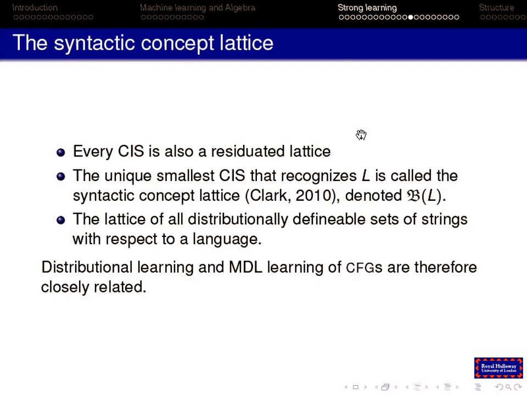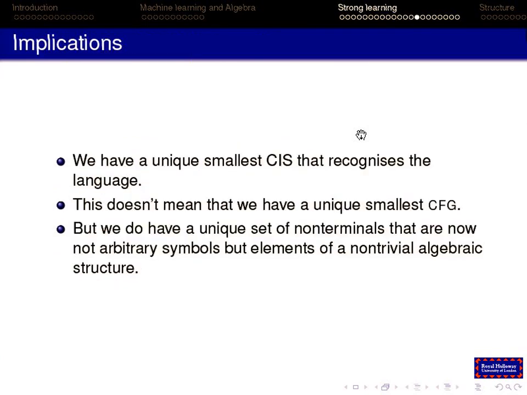One of the points I want to make here is that distributional learning ideas, where we try to model the relationship between substrings and contexts and build algorithms based on that, and simplicity-based learning for context-free grammars, actually converge, in a sense, not quite to the same thing, but to the same set of symbols. So we have a unique smallest semi-ring that recognizes the language. This doesn't mean we have a unique smallest context-free grammar. Ideally, that's what we'd like: for each language, a unique context-free grammar.